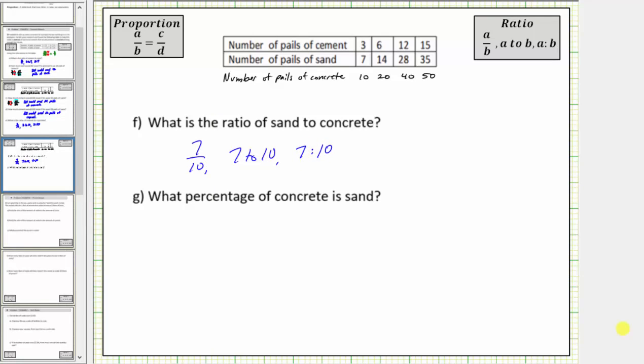For part G, we're asked what percentage of concrete is sand? Well, we know the ratio of sand to concrete is 7 to 10, and the amount of concrete gives us a total amount of the mixture, and therefore we can also say that 7/10 of the concrete is sand. So if we write the fraction 7/10 with the denominator of 100, we can determine the percent of concrete that is sand. Because 10 times 10 is equal to 100, and 7 times 10 is equal to 70, we know that 70% of the concrete is sand.